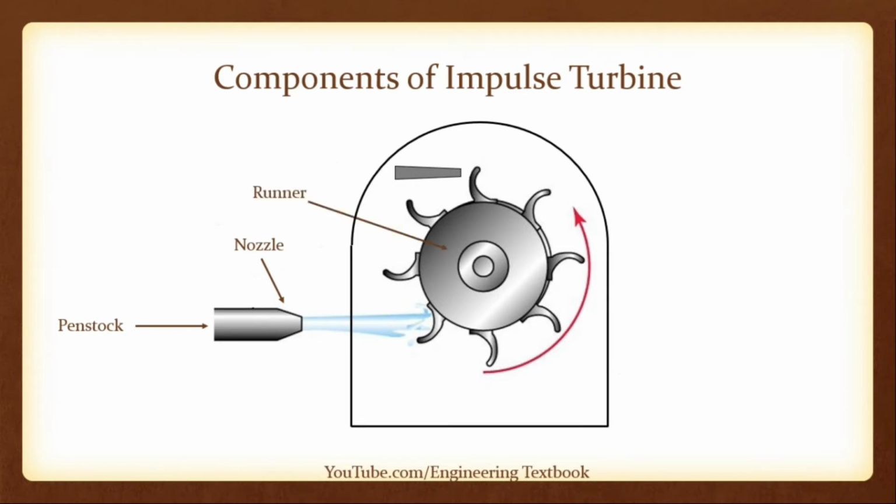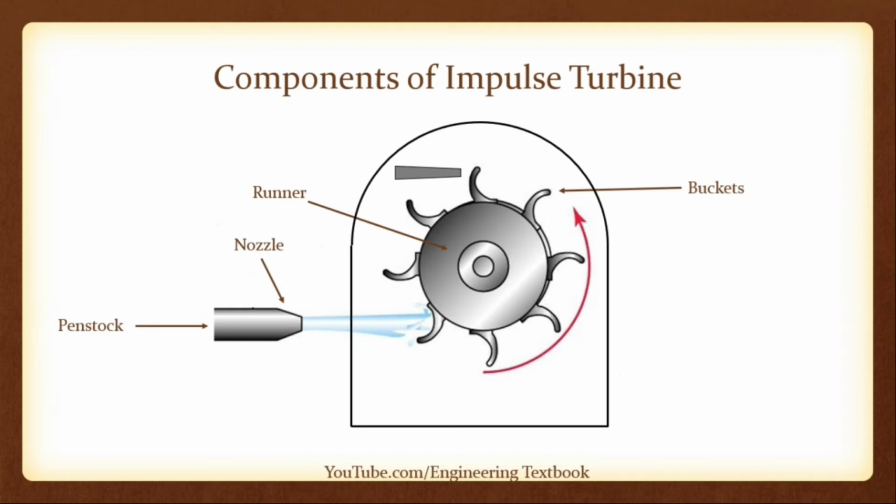Runner. The runner is a circular disc mounted on a rotating shaft. This rotating shaft is known as rotor. On the runner, cup-shaped blades, which are evenly spaced, are mounted. Cup-shaped blades are also known as buckets. These buckets are mounted in such a way that they are evenly spaced.